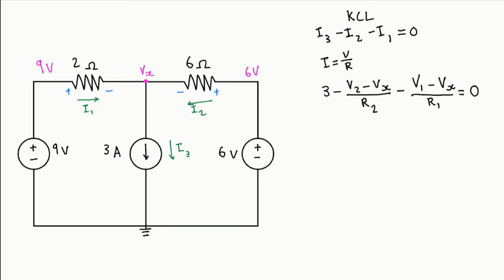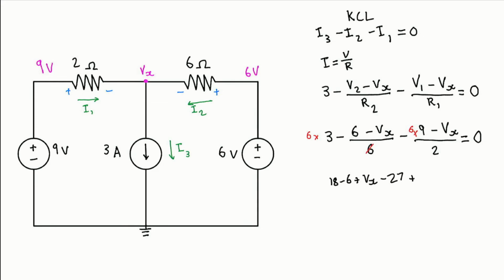We can then sub them back into the original Kirchhoff's equation of I3 minus I2 minus I1 equals 0, where we can also sub in the respective values for V and R. This gives us the formula of 3 minus (6 minus Vx) over 6 minus (9 minus Vx) over 2. To further simplify the equation, we can multiply 3 by the value of 6 to remove the denominators. We can now conclude step 5, where rearranging the equation for Vx will provide a final value of 3.75 volts.